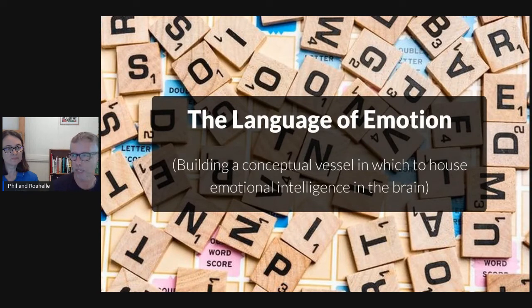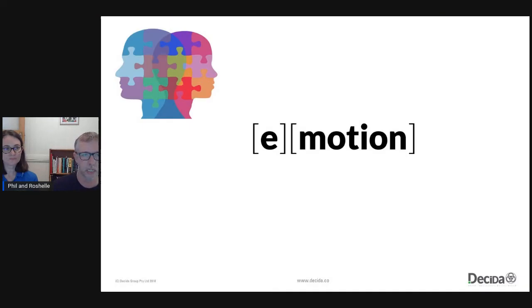The way that we manage it is we need to get a language of emotion, because language is the conceptual vessel. By having different words for different things and being able to put things in different boxes, it helps us manage and sort, and gives us a conceptual framework for being able to deal with it. So when we talk about emotion, it makes a bit more sense when we can start to break it down.